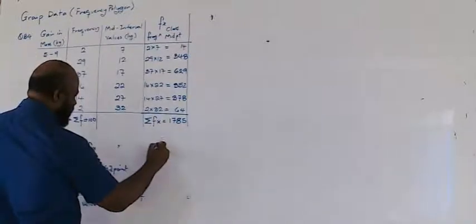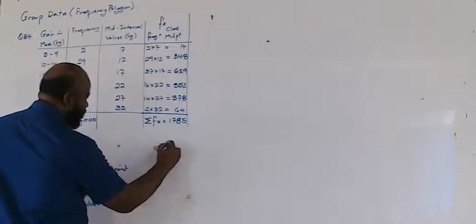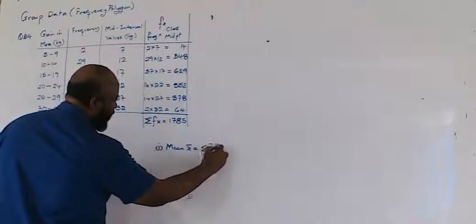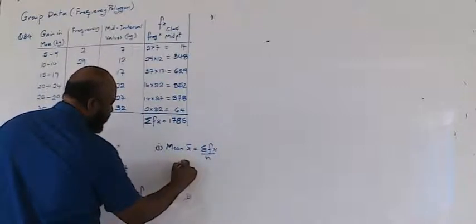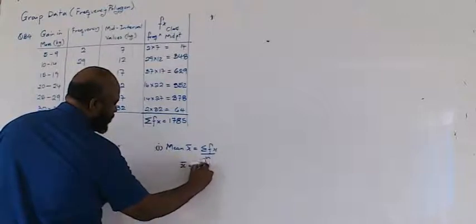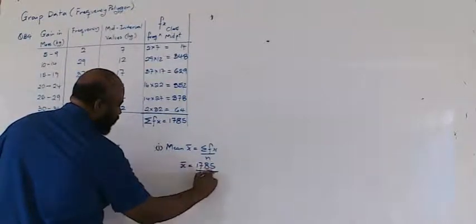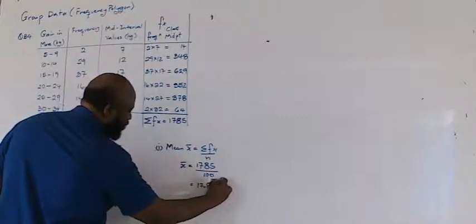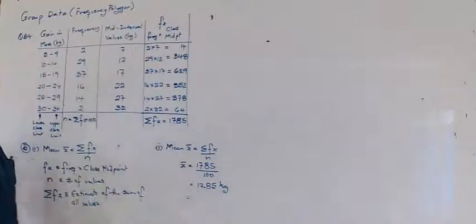Ladies and gentlemen, the mean x bar is equal to the sum of fx over n. The mean x bar is equal to 1785 over 100. This is 17.85 kilograms. The mean gain in mass of the 100 cows is 17.85 kilograms. Alright? Next part of the question.